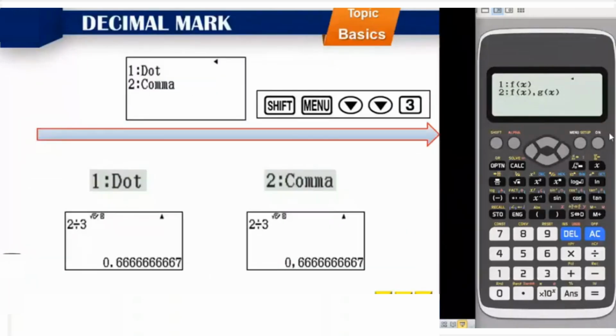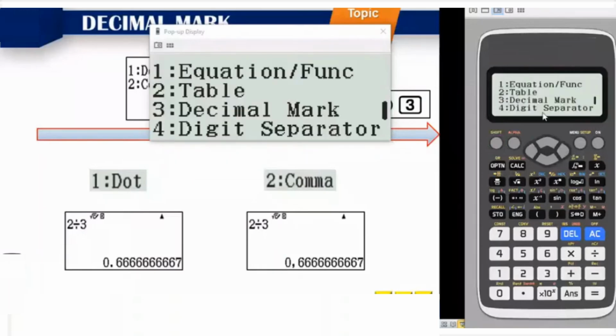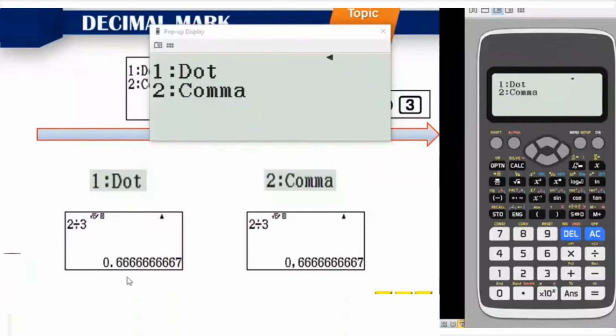The next in line, Shift Menu, scroll down, is decimal mark. If I press 3, I'll go on to decimal mark. In the majority of cases, we use a dot as the decimal. But in some countries, instead of a dot, a comma is used as the decimal mark. So this calculator gives you an option whether you want a dot or a comma as a decimal mark. We usually keep it as dot, and even the factory default settings are dot.